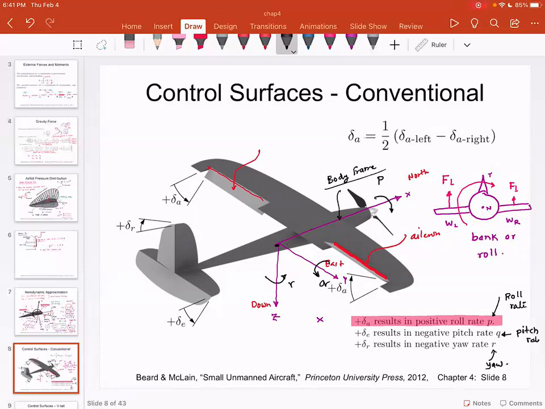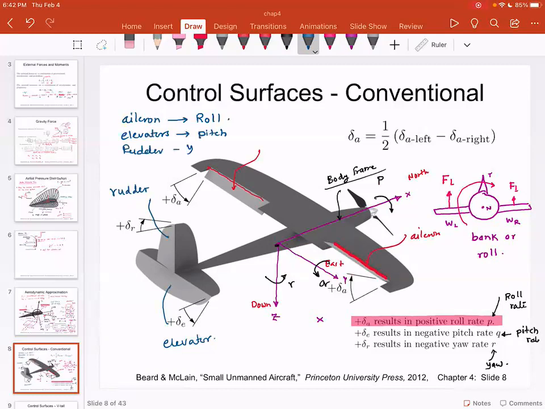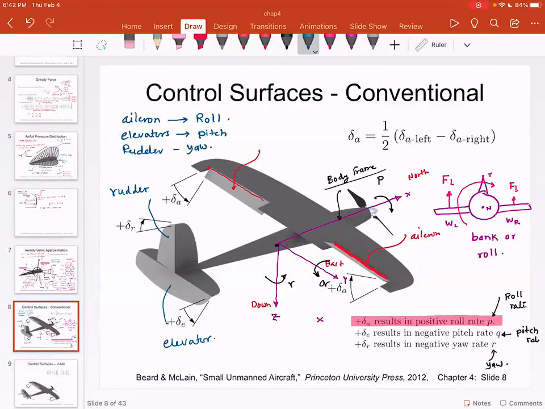Now, what happens is there is something called a rudder, and this is the rudder. And there is something called an elevator. So aileron controls the roll. I'll still write down here, aileron controls the roll. Elevators control the pitch, and rudder controls the yaw. So in a conventional airplane, you will have three control surfaces: aileron to control the roll.